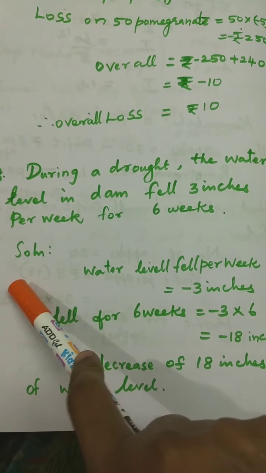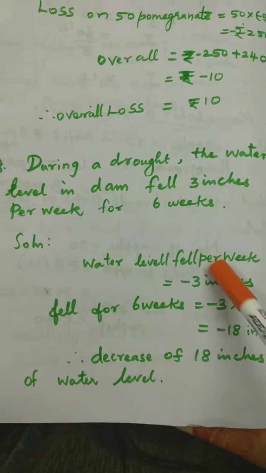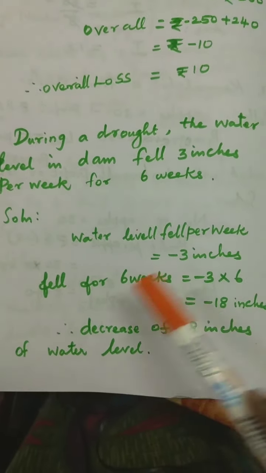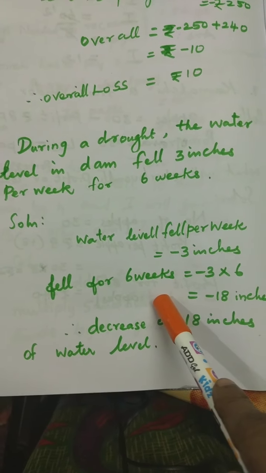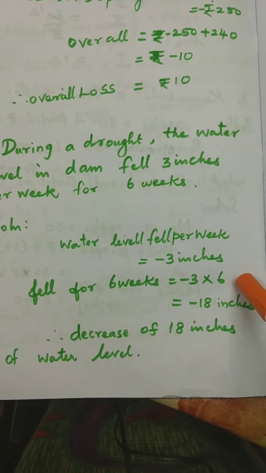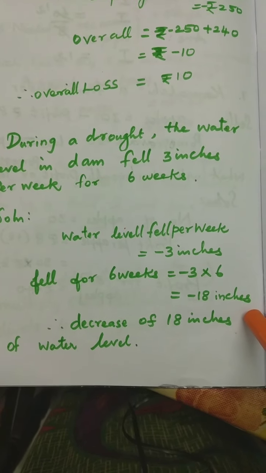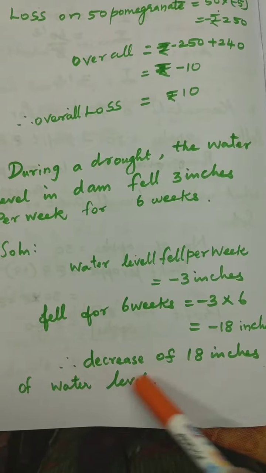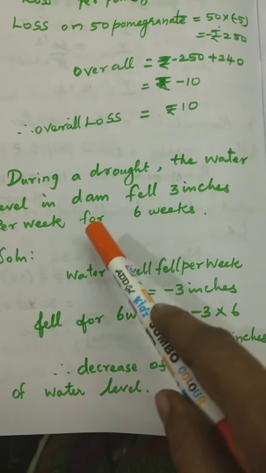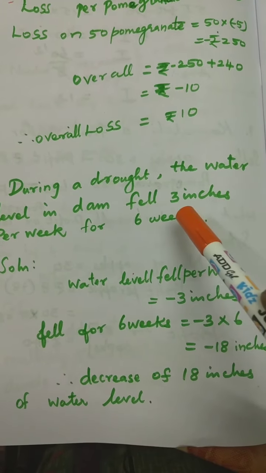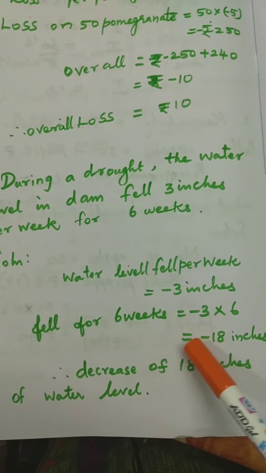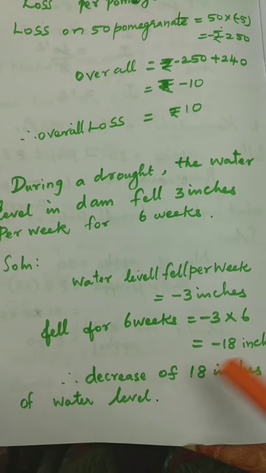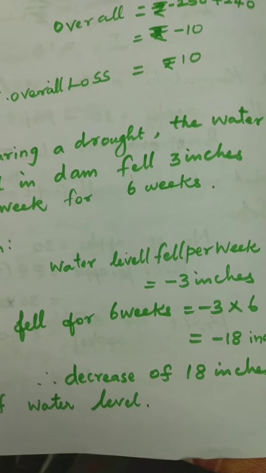Then you will write the solution. Water level fell per week is equal to minus 3 inches. Fell for 6 weeks is equal to minus 3 into 6, that is minus 18 inches. Therefore, a decrease of 18 inches of water level. That is, we have found that for 6 weeks, minus 18 inches.